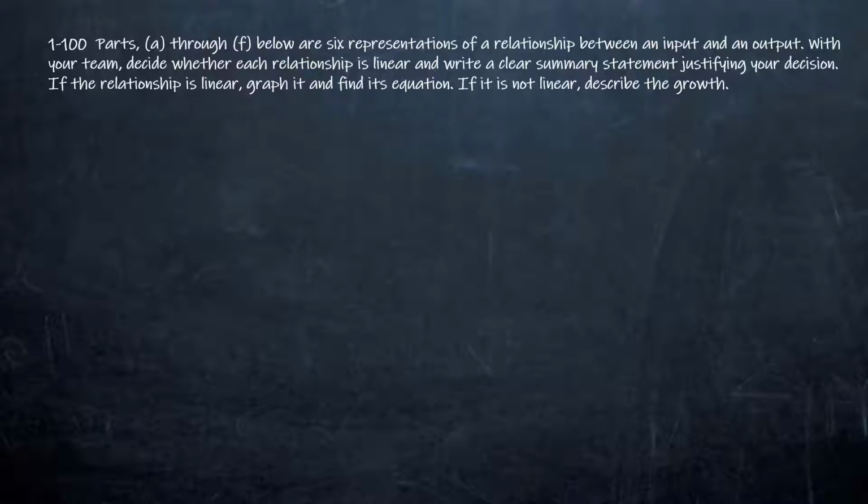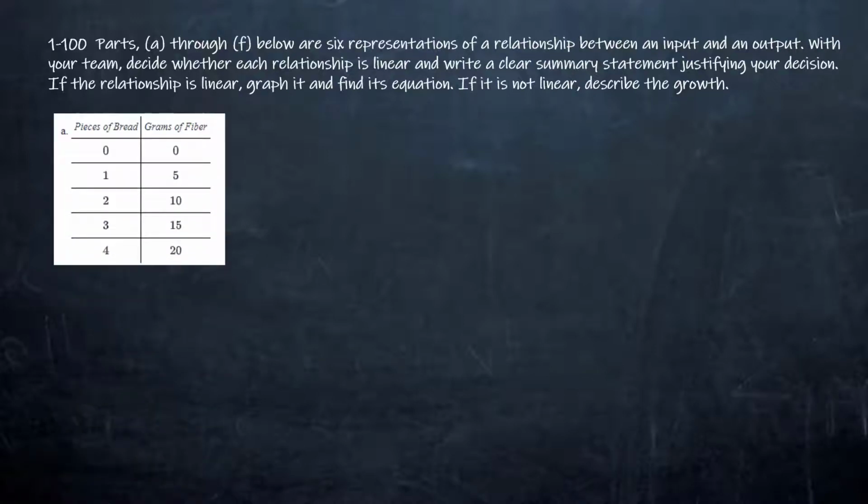Okay, so 1-100 has A through F, which are 6 representations of a relationship between input and output. If you were in class, you'd be working in your groups and discussing whether each one of these is linear. And then you'd write a clear summary statement justifying your decision. If the relationship is linear, graph it and find its equations. If it's not linear, describe the growth. So let's just start by looking at part A.